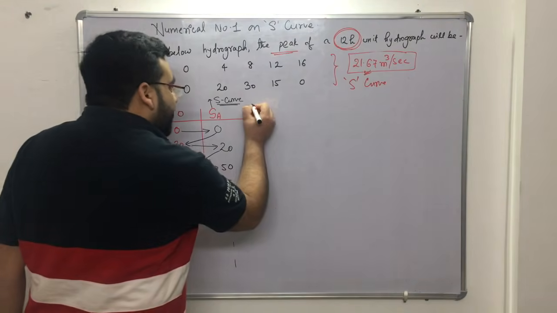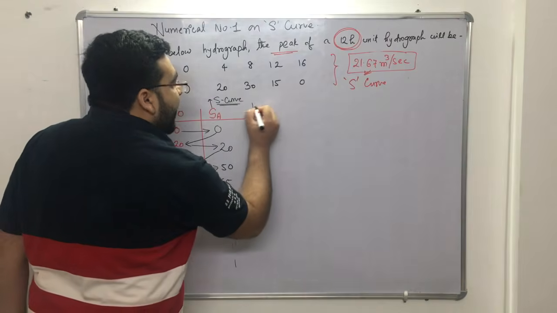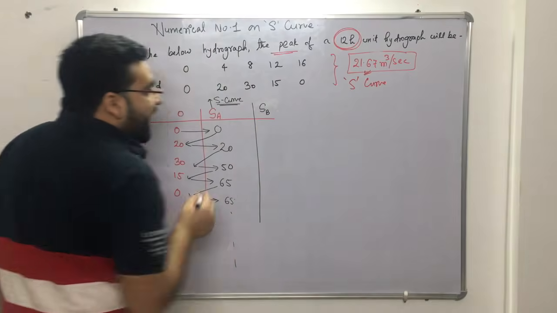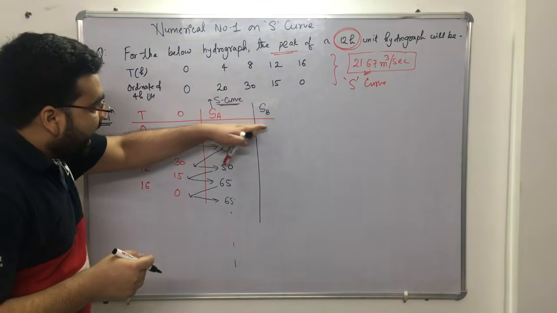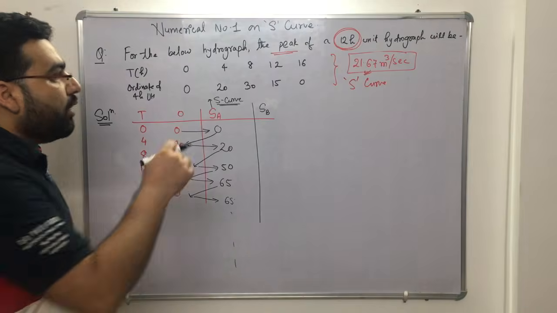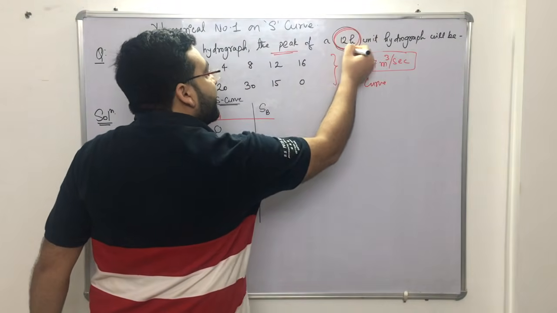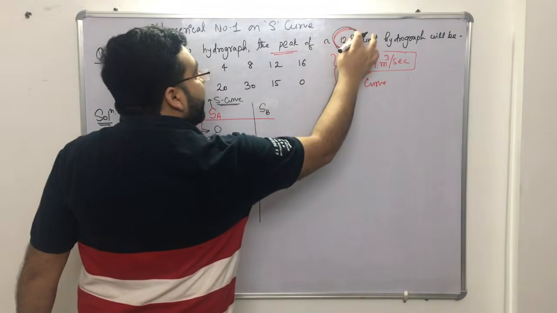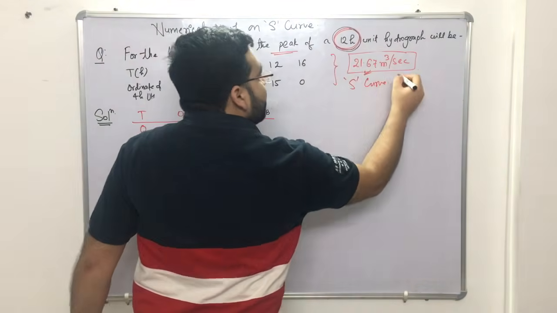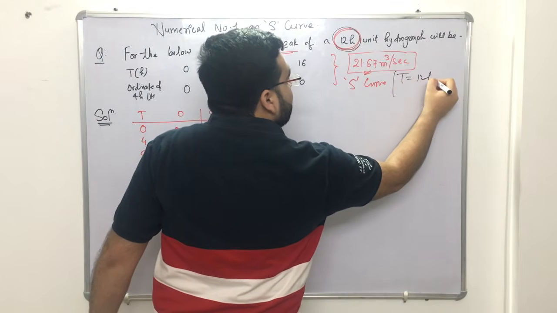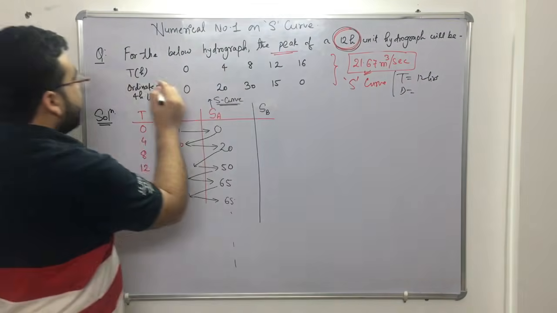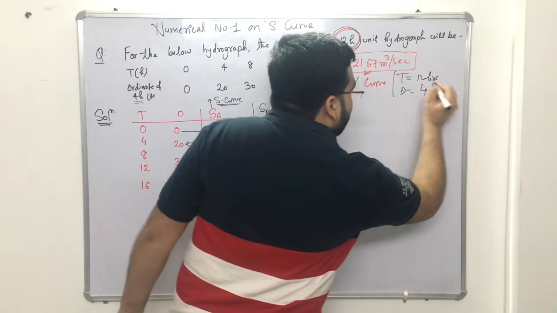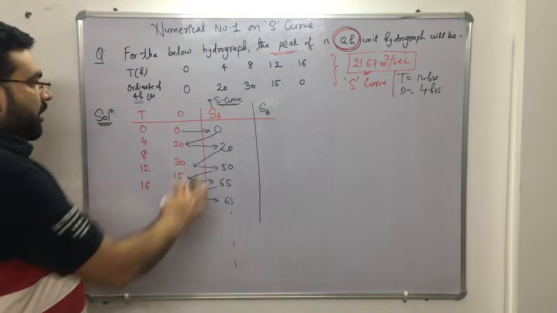Now step number 2. I have to make another S curve which I denote with SB. In SB, I have to lag this S curve by whatever is asked in the question, that is by T hours. So how much is T? T is 12 hours, and D is 4 hours, since it is a 4-hour unit hydrograph.